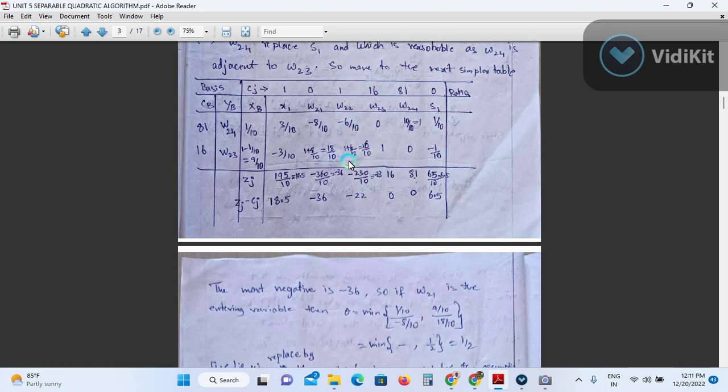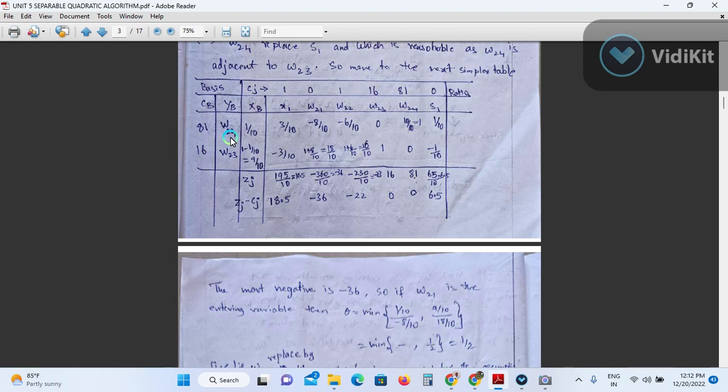The same thing here. Again, this is negative, therefore this is the only option. Again, 9 by 10 divided by 16 by 10. So this is the pivotal row, this is the pivotal column, and this is the pivotal element. Again, the same concept: W22 replaces W23, but W22 is not adjacent to W24. Again, it violates our norms. Therefore, what is the conclusion? The conclusion is there is no further movement under this situation.